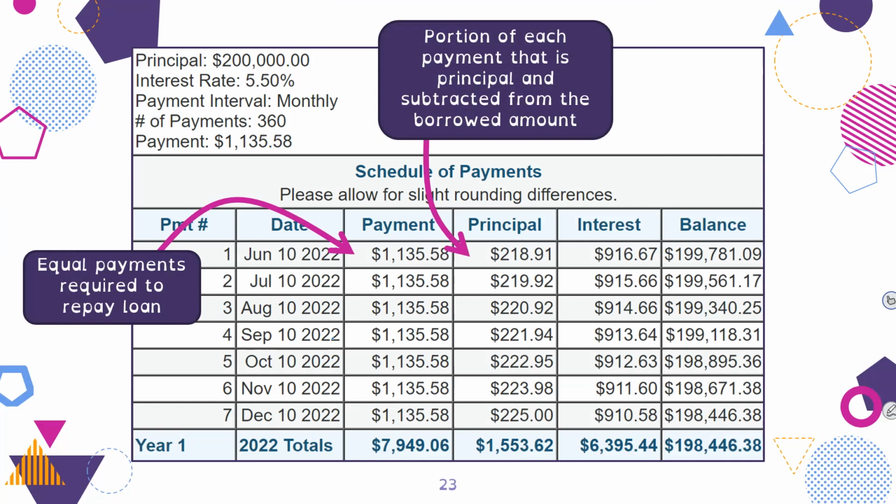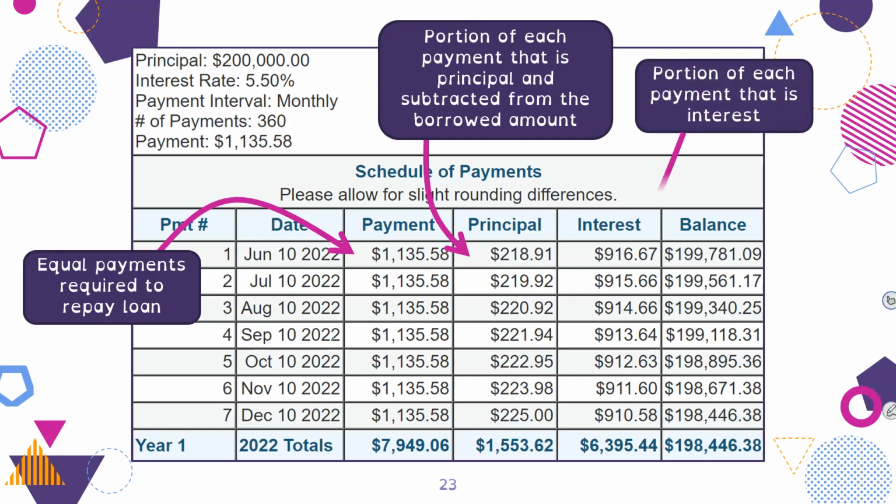Then you can see how much of that goes to the principal, and then that's subtracted from how much you owe. So for this first payment, only $218.91 of that $1,135.58 is going towards your loan, is paying back your loan. The rest is your interest. $916.67 is all just paying interest. It's just the fact that you are borrowing money from this place, you're paying them that interest back for the privilege of borrowing it.